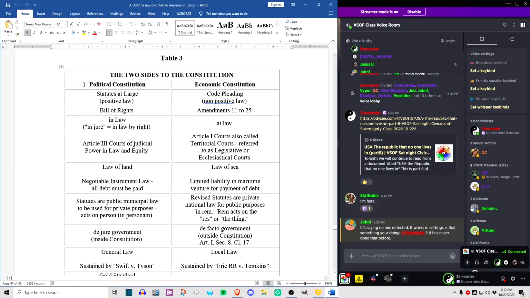Left side, we have political constitution. Right side, we have economic constitution. So, left side, statutes at large, positive law. Right side, code pleading, non-positive law. So, code pleading is the aspect of Roman civil law. This is thou shalt not because I say so. Positive law aspect is that it causes a harm. So anything that is written down that actually has a harm related to it.